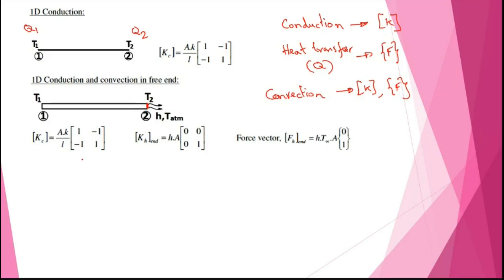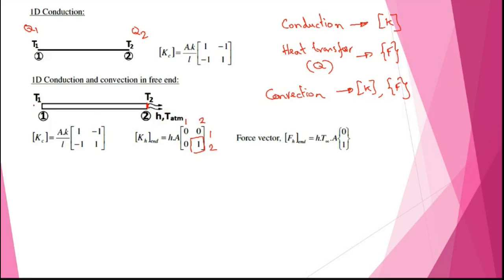But when you go for convection, convection has its own separate matrix. What is the convection matrix? It is HA [0 0; 0 1]. Can you guess why? Because it is at the nodal point 2. If I address this as 1 and 2, then the convection is at position 2,2. That is why it is like this.